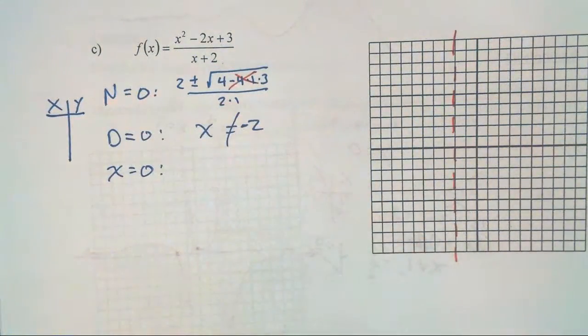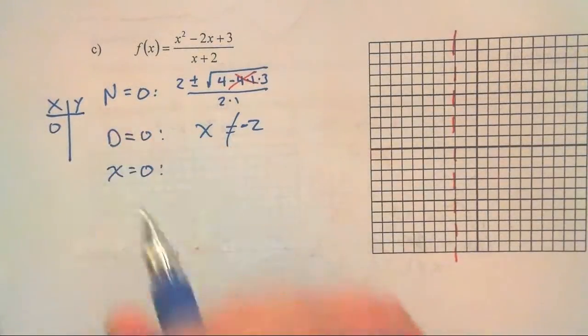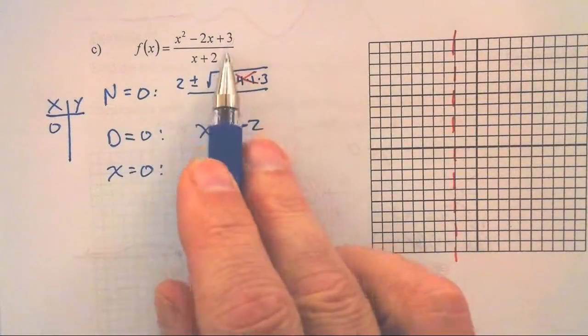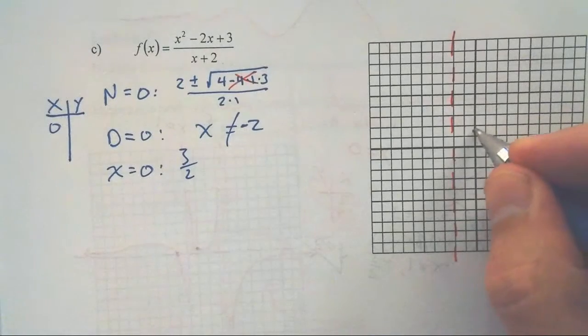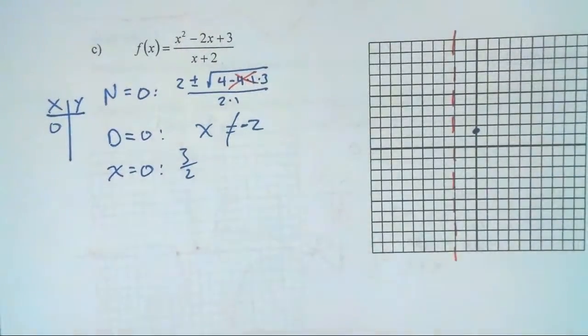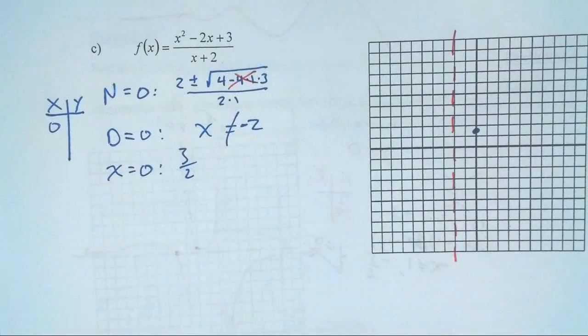I could be done with this problem perhaps by now. I guess I'd have to do big X test. So I put in 0. I get 0, 0, 0, 3/2. It's just too easy to pass up. 0, 3/2. Got it right? Next.